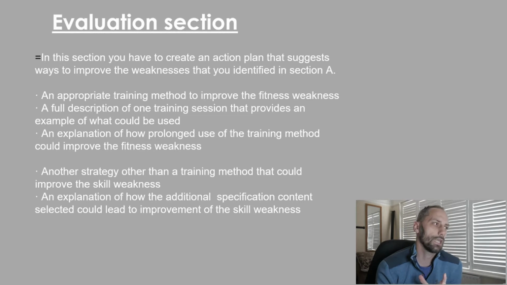So let's take cardiovascular endurance, which seems to be the most popular one in the coursework that I've marked from my year 10s. The most popular training method that they could choose to use would be something like continuous training. So in this section, they're going to have to tell me exactly how they are going to use continuous training to improve their cardiovascular endurance.